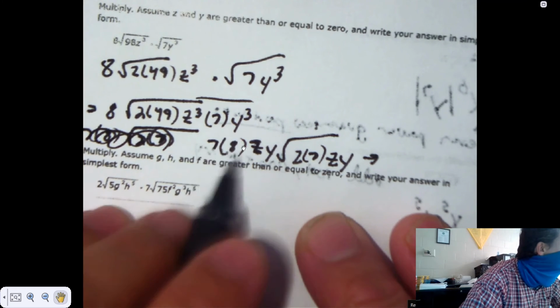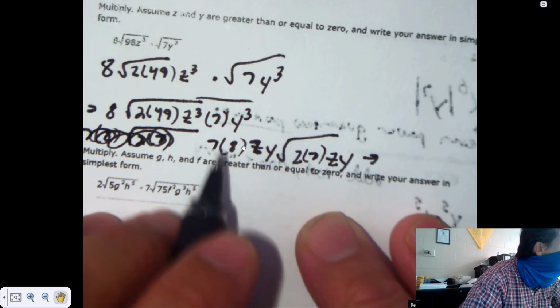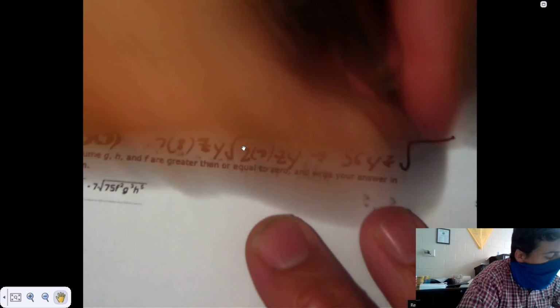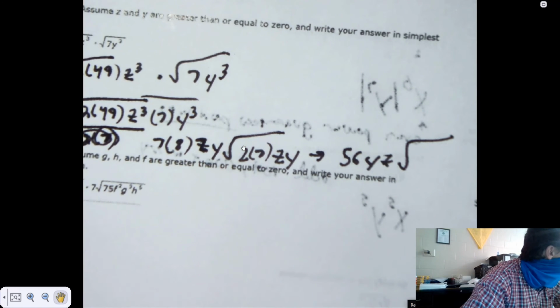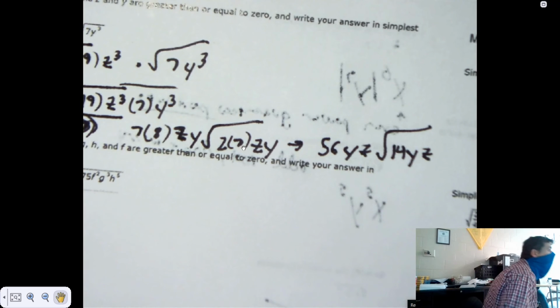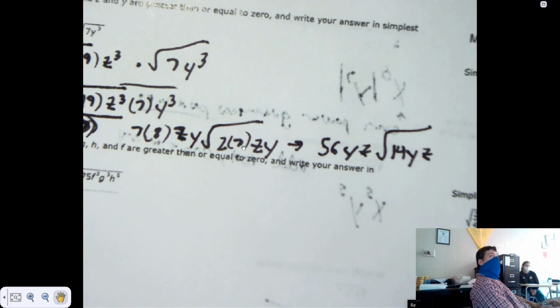Then all you gotta do is clean things up. That's 7 times 8. You memorize that in 4th grade just like I did. 56. 56. zy or yz. I like yz better. Alphabetical order. What's left in the radical? 14. And I'm going to do yz. I like alphabetical order. And I'm going to stop there on that, and I'm going to move on to M8.